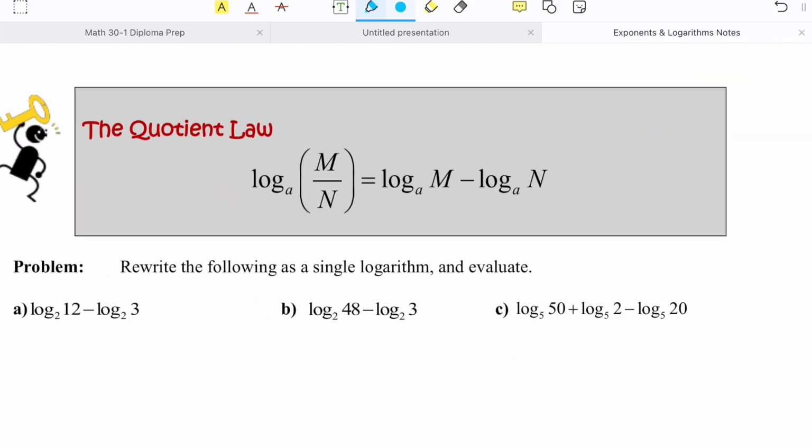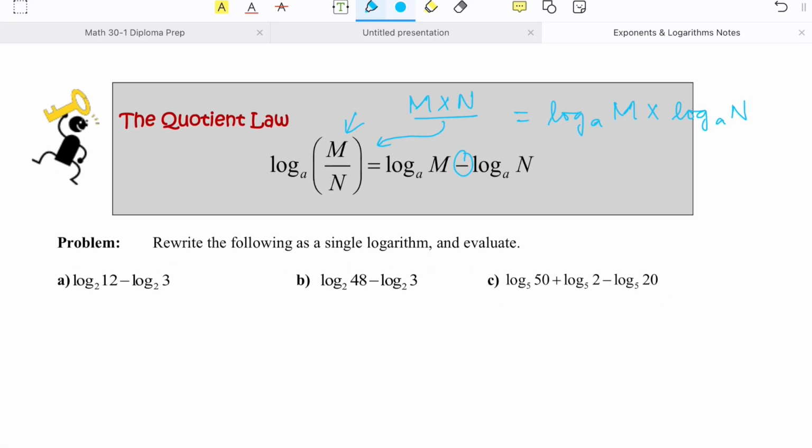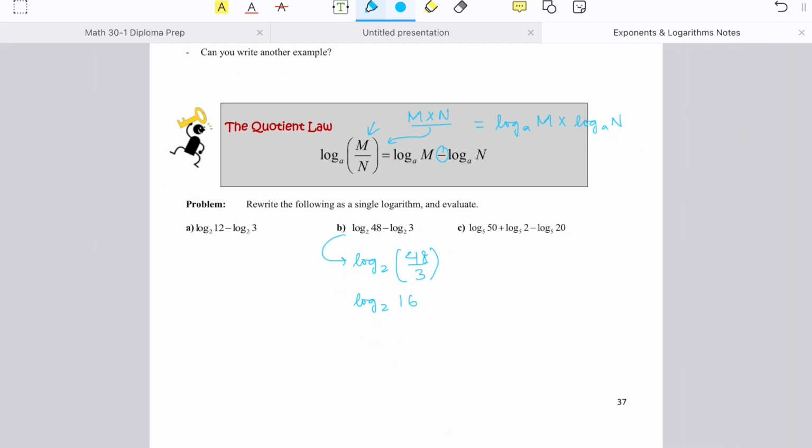Let's look at when there's division. Now, because there's division, it'll just be subtraction. When it was multiplication, we did log base a of m plus log base a of n. Okay. So when we do this, it's just gonna be log base 2, 48 divided by 3, which is just log base 2, 16. Okay.